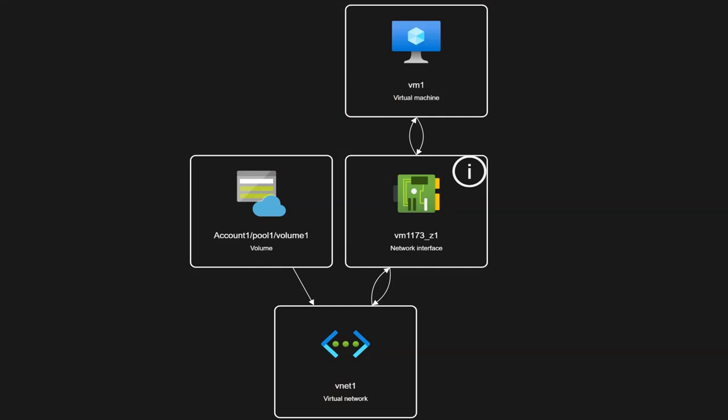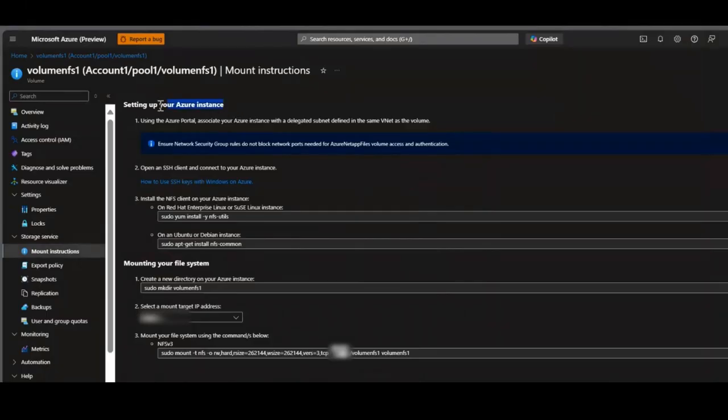Now, I am in the Azure portal under the Volumes Mount Instructions blade. Follow the steps under Setting up your Azure instance, if you haven't installed the NFS client already. If you need to install the NFS utils, then select your Linux distribution and run the install commands appropriate for your Linux systems. Next, I will follow the instructions under Mounting your file system section.